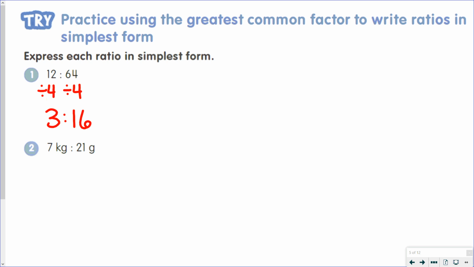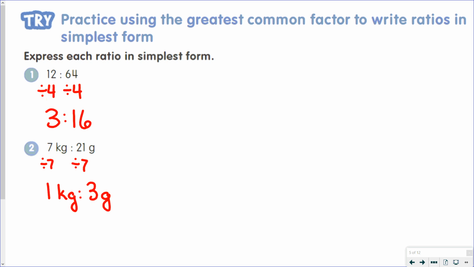Okay. Now for number 2, we have another one where we're going to have to do some converting. But we can actually do this in a slightly different way than we did the previous one. And the reason for that is we can divide both 7 and 21 by the same thing. So we can divide both of these by 7. And 7 divided by 7 is 1, so we'd have 1 kilogram. And 21 divided by 7 is 3, but it's written as 3 grams.